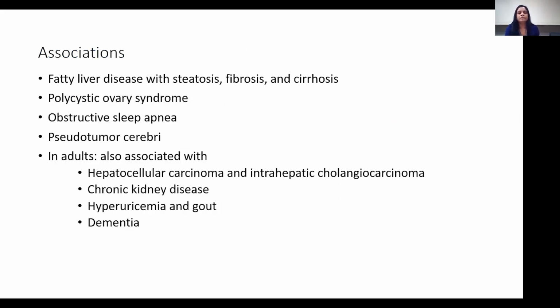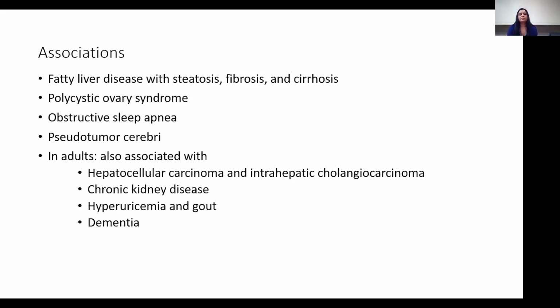And what are the other associations? Metabolic syndrome is also associated with fatty liver disease. It is called non-alcoholic fatty liver disease, with steatosis, fibrosis, and cirrhosis. And it is also associated with polycystic ovarian syndrome. These are the girls with obesity, hirsutism, and insulin resistance. So they have a high incidence of metabolic syndrome. So gynecologists and pediatricians should be aware and keep an eye out for metabolic syndrome.